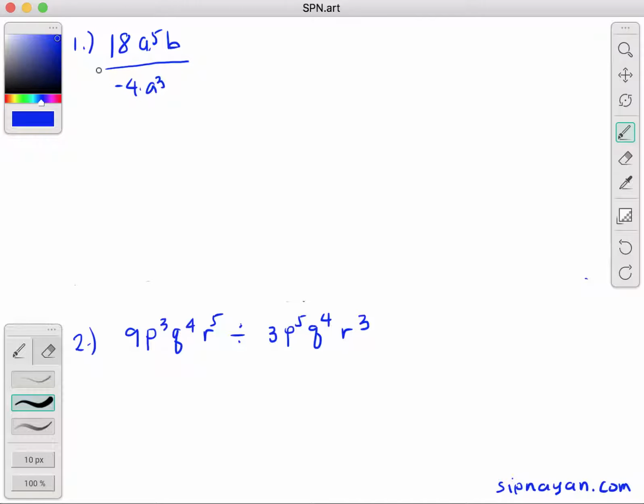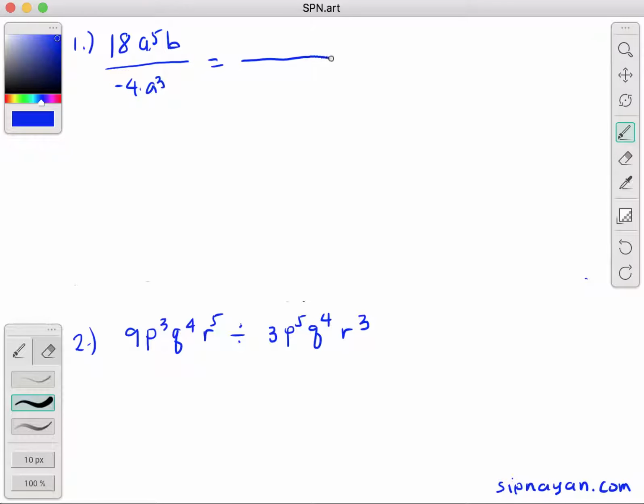Ang first example natin sa video na to is 18a to the 5th b divided by negative 4a cubed. Pag hindi siya eksakto na pwedeng i-divide yung numerator sa denominator, i-reduce natin siya to lowest terms by getting the common factor, or the greatest common factor. Dito, ang greatest common factor natin ay 2. So, both of them are divisible by 2.